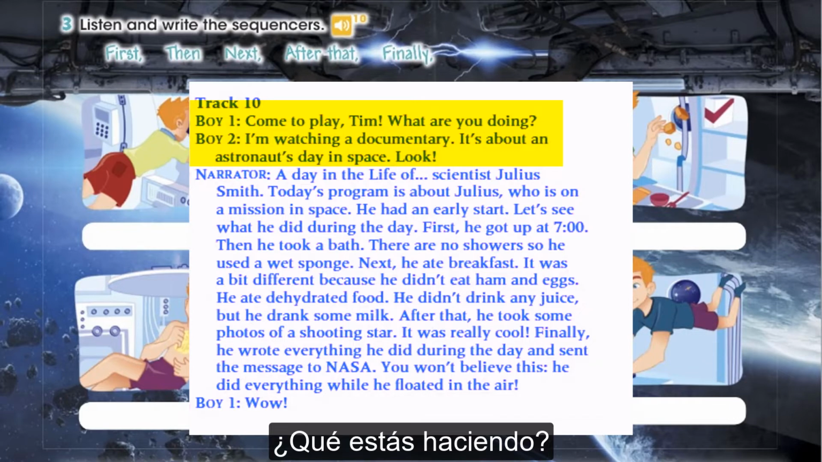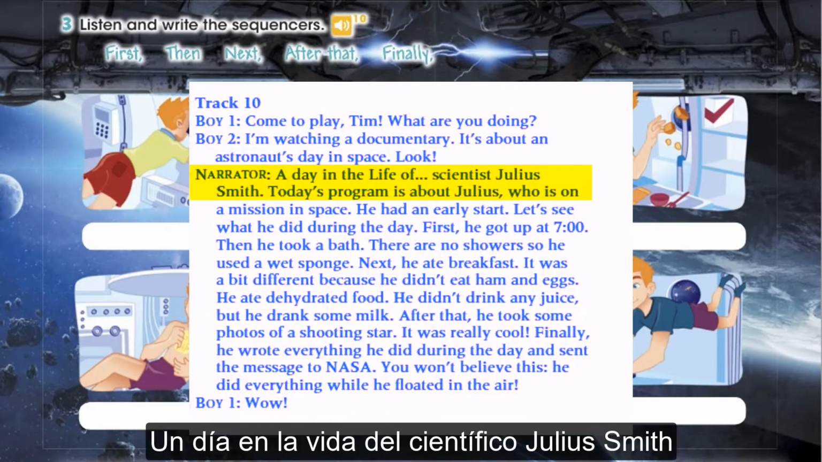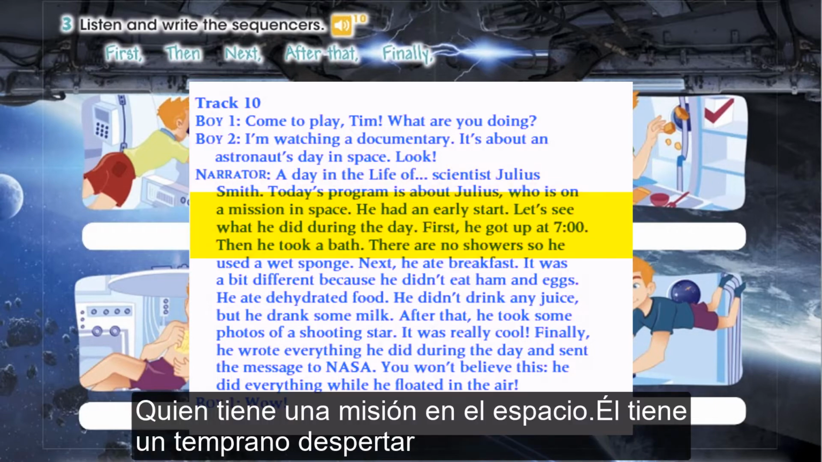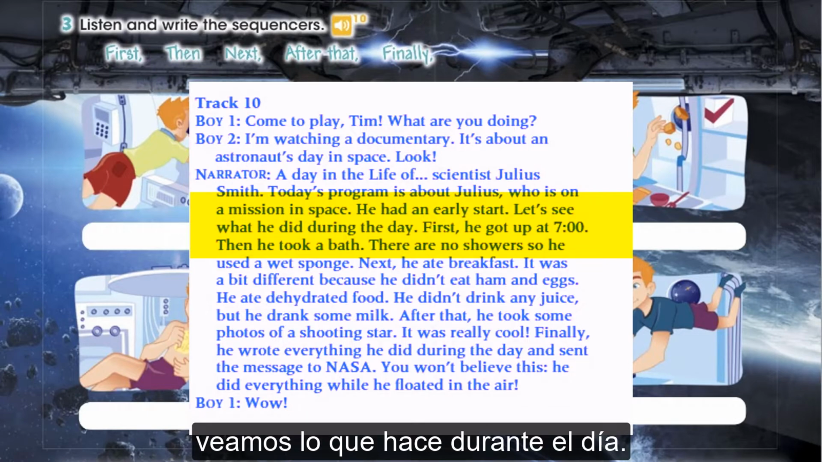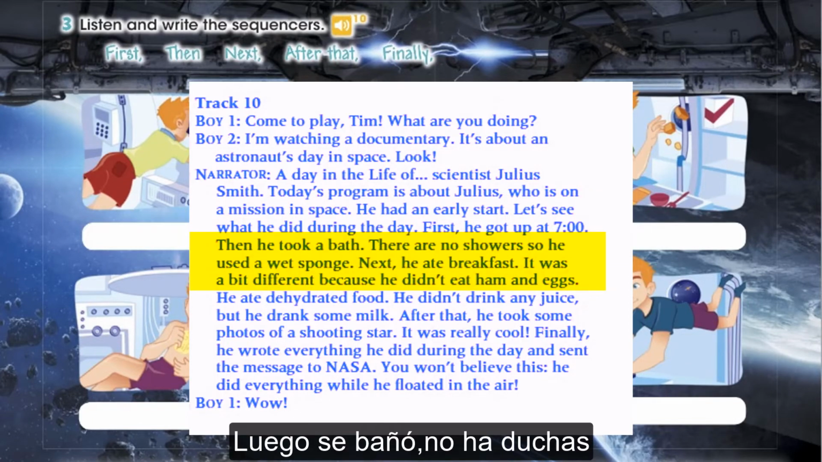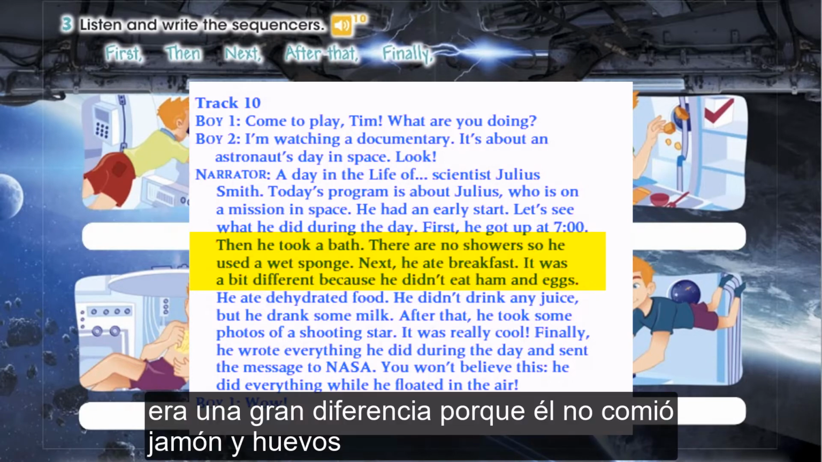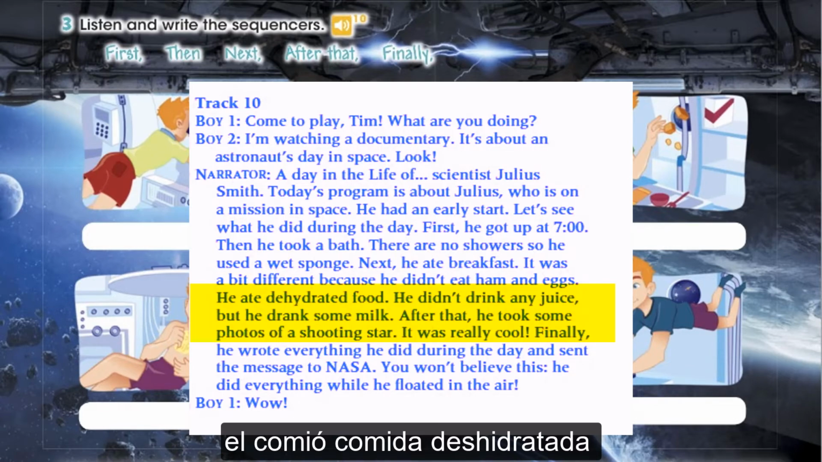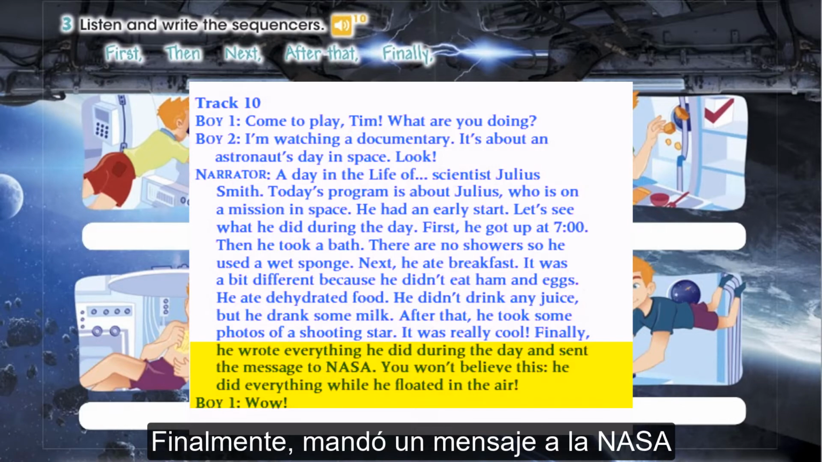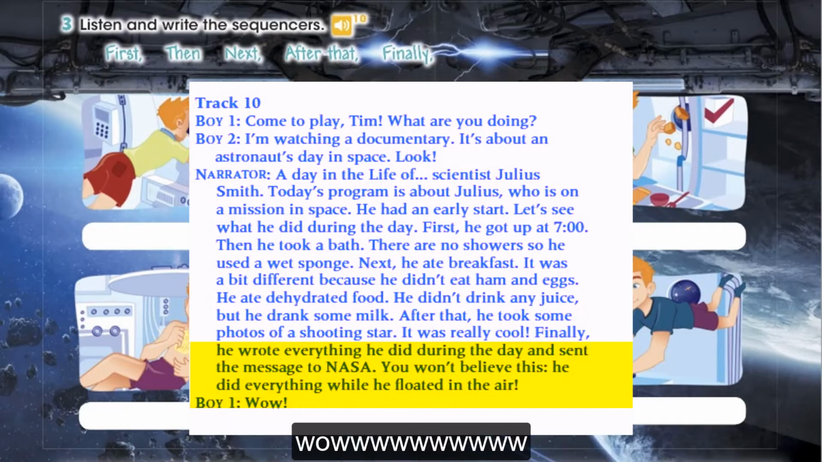Come and play, Tim. What are you doing? I'm watching a documentary. It's about an astronaut's day in space. Look. A day in the life of scientist Julius Smith. Today's program is about Julius, who is on a mission in space. He had an early start. Let's see what he did during the day. First, he got up at 7 o'clock. Then he took a bath. There are no showers, so he used a wet sponge. Next, he ate breakfast. It was a bit different because he didn't eat ham and eggs. He ate dehydrated food. He didn't drink any juice, but he drank some milk. After that, he took some photos. Finally, he sent a message to NASA. You won't believe this. He did everything while he floated in the air. Wow!